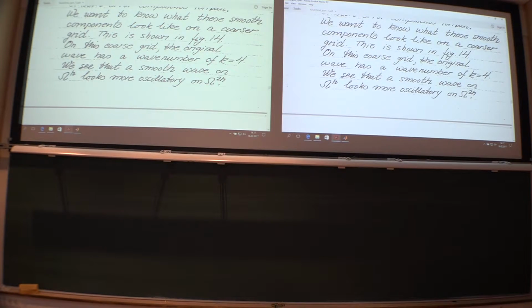So remember the notation, omega h, that's the finest mesh, omega 2h, that is a mesh with twice as big cells.